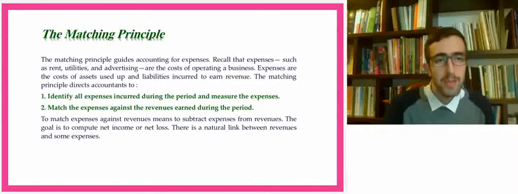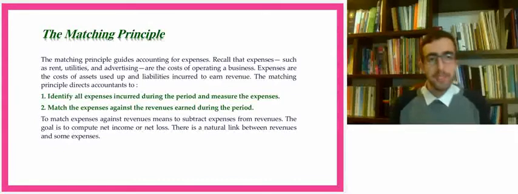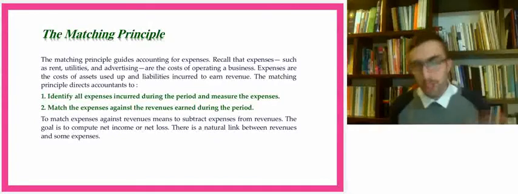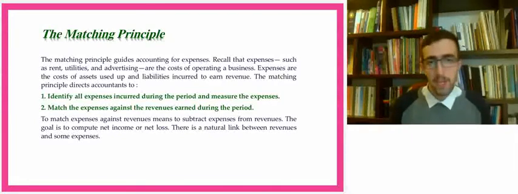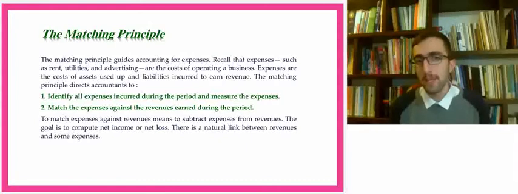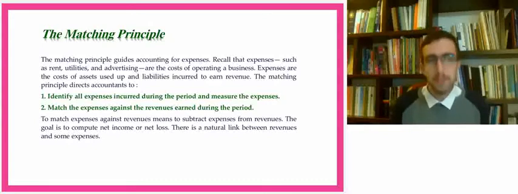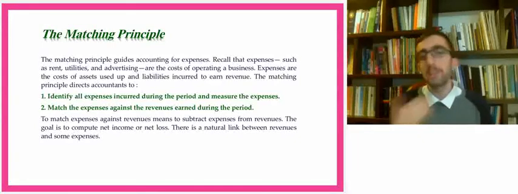On the next page, we have the matching principle. The matching principle is about expenses and revenues, or usually expenses. The matching principle guides accounting for expenses. Remember that expenses, such as rent expense, utilities expense, advertising expense, and so on, are the costs of operating businesses. Expenses are the costs of assets used up and liabilities incurred to earn revenue.